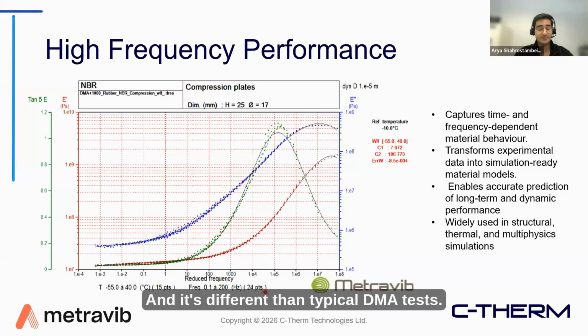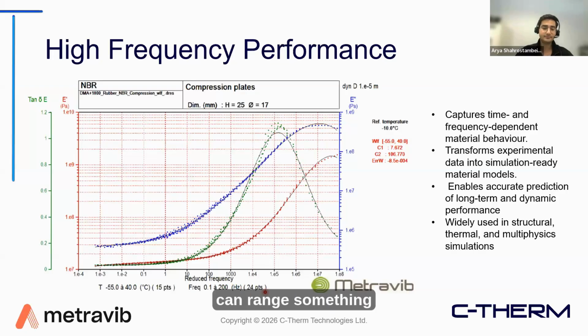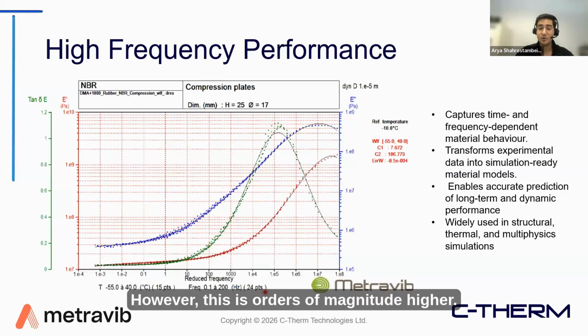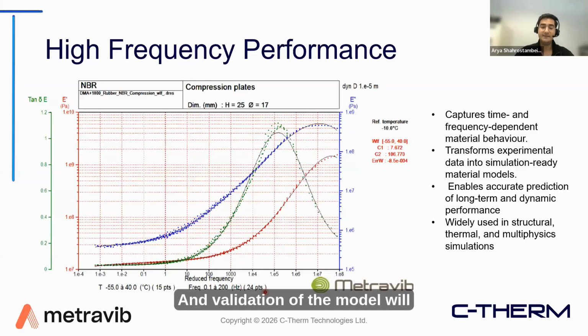And it's different from typical DMA tests, because normally a DMA test can range from 1 millihertz to 100 hertz or 200 hertz. However, this is orders of magnitude higher, so you have the advantage of building a stronger model, and validation of the model will be more promising.